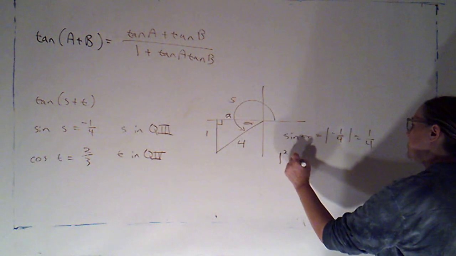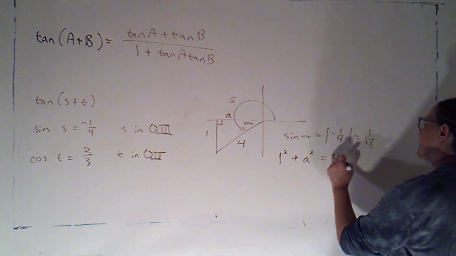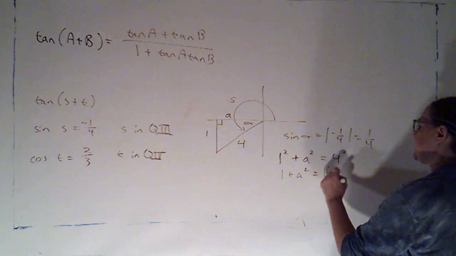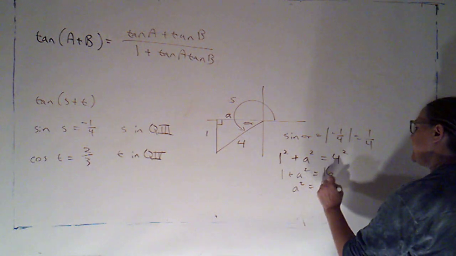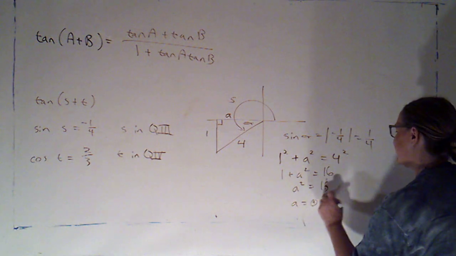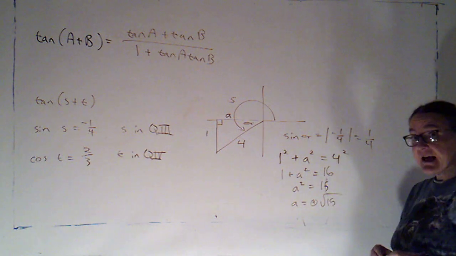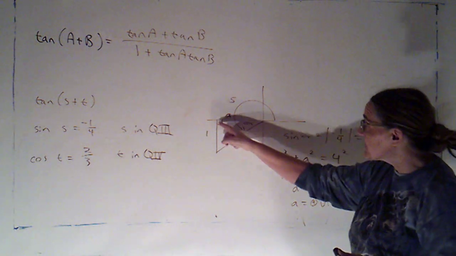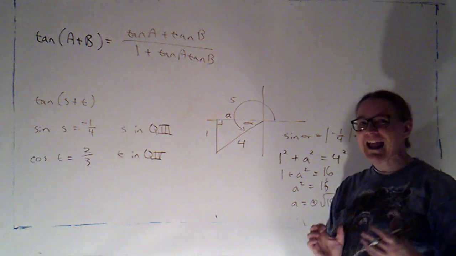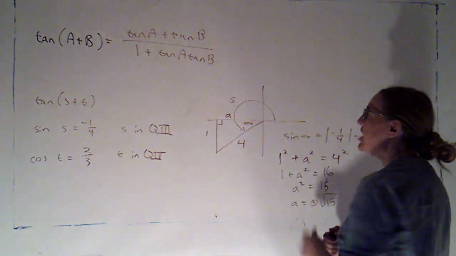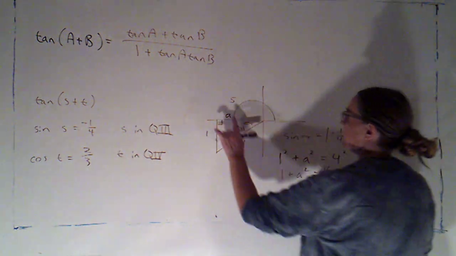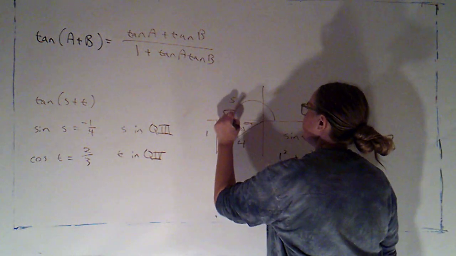So I know that 1 squared plus a squared is equal to 4 squared. So 1 plus a squared equals 16. A squared is 15. Oops, 15. A would be the positive square root of 15. Positive because I am recording the actual side lengths for alpha. Again, if you prefer to label the signed side lengths for s, you could do that, in which case you'd label this as negative because we're going to the left. Okay. All right, so this is root 15.